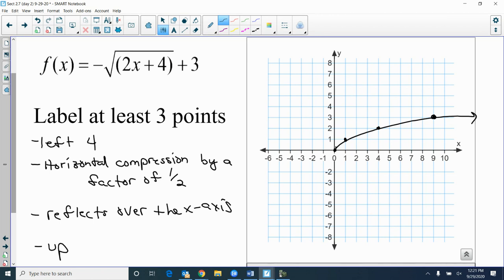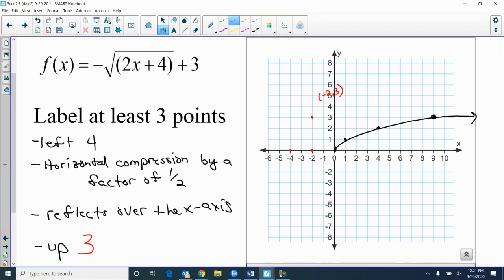We'll start at 0, 0. And it goes left 4. So it goes to negative 4. Horizontal compression by a factor of 1/2. It basically means it goes halfway back to the y-axis. So it's a negative 4, it's going to go to negative 2. Basically, you're cutting the x-coordinate in half. Reflect over the x-axis. Well, it's on the x-axis, so you can't reflect. And it goes up 3. So it looks like it's the point negative 2, 3.